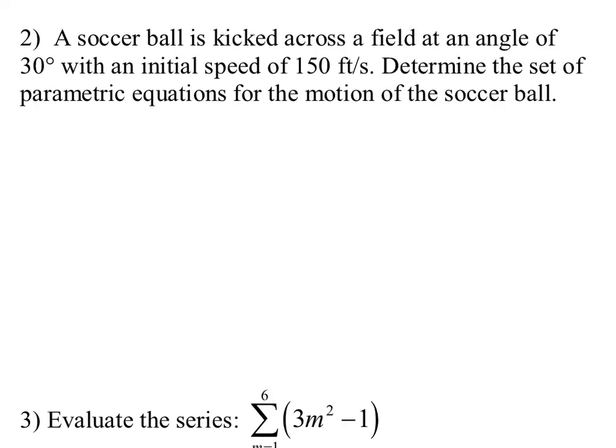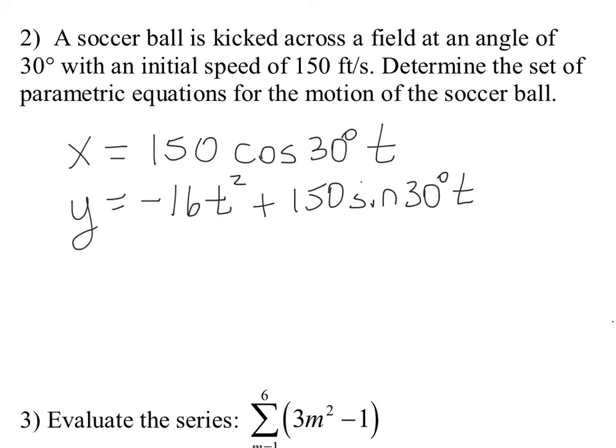For problem number 2, it says a soccer ball is kicked across the field at an angle of 30 degrees with an initial speed of 150 feet per second. Determine the set of parametric equations for the motion of the soccer ball. So here all you have to do is write the equations.